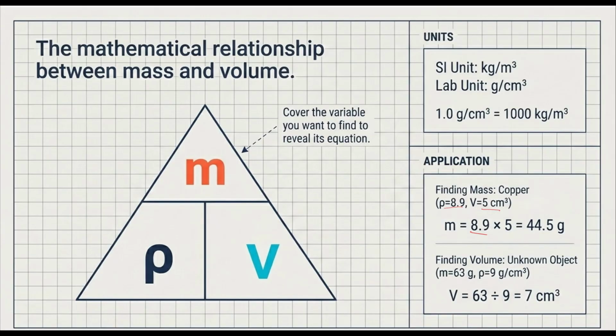So for finding the mass, what you can do is multiply density into volume. You will get mass. Is that clear? And for finding the volume, if mass and density are provided, you can divide mass by density. So you will get volume.